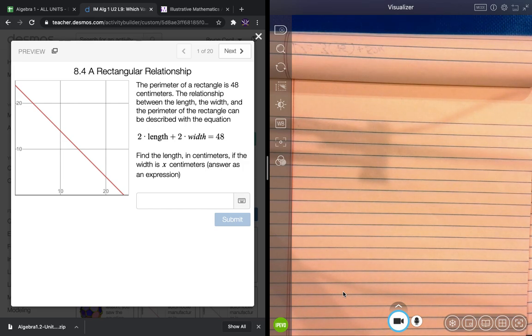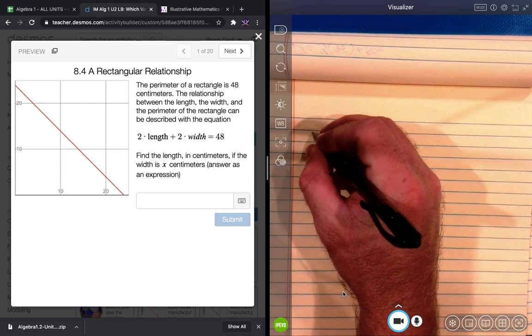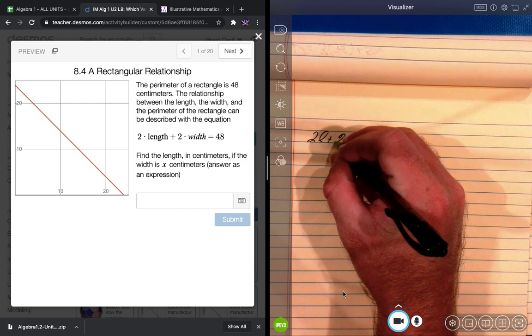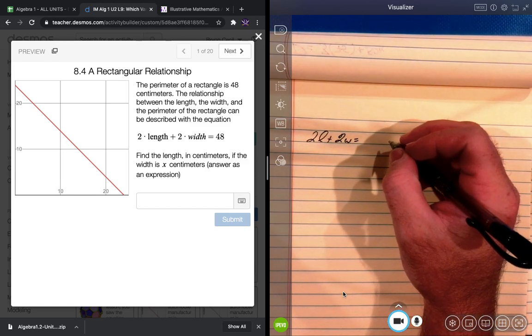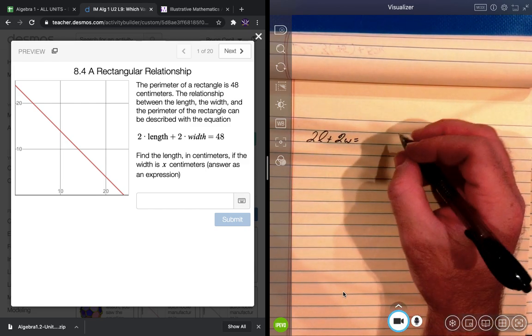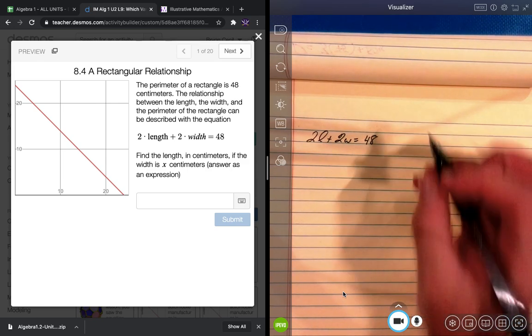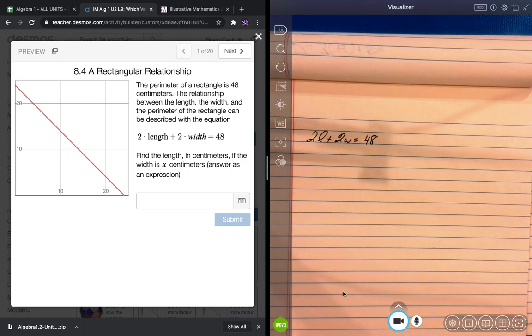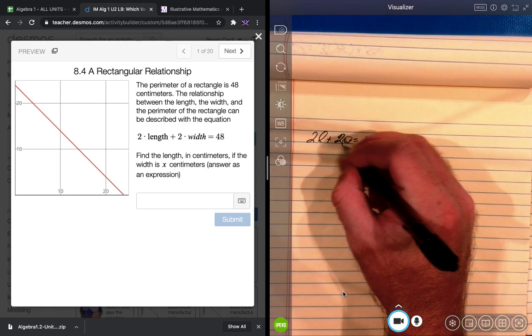Okay, the perimeter of a rectangle is 48 centimeters. The relationship between the length, the width, and the perimeter of the rectangle. All right, we can see that. You all know that 2L plus 2W equals the perimeter, and in this case, it is 48. So we need to find the length in centimeters if the width is x centimeters. In other words, we are solving for this.